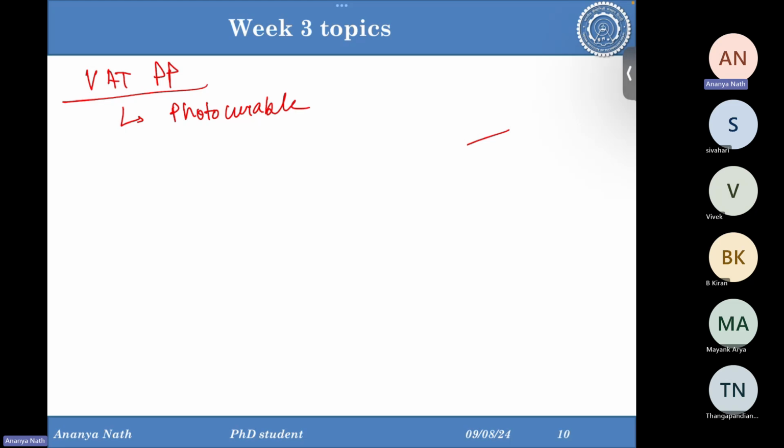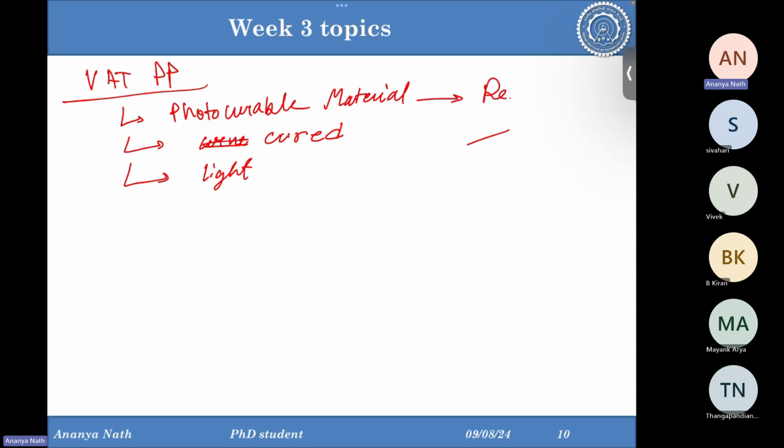So we have taken few important points about vat photopolymerization. One is photocurable material. Next is cured, and third is under the exposure of light. Photocurable material means resin. We use different types of resins. So again, resin is a kind of thermosetting polymer.